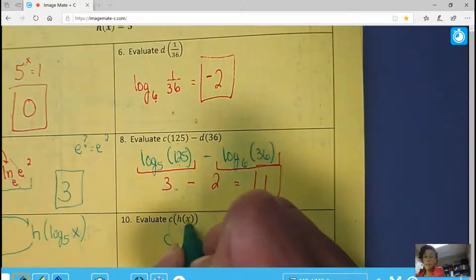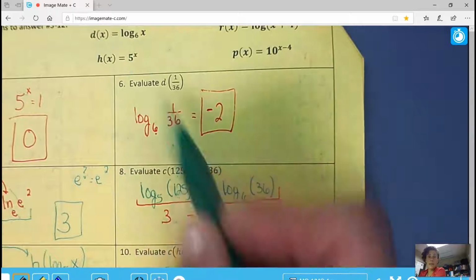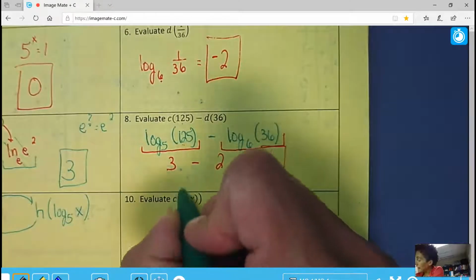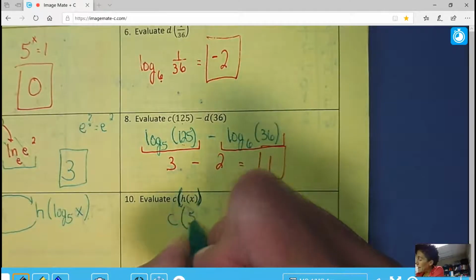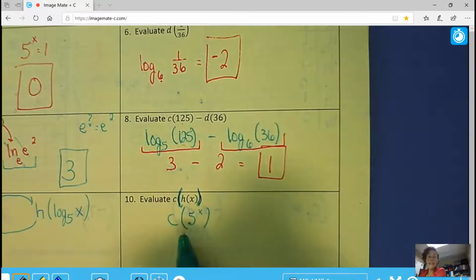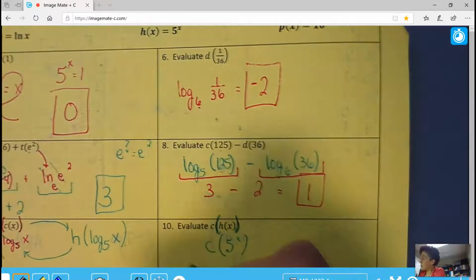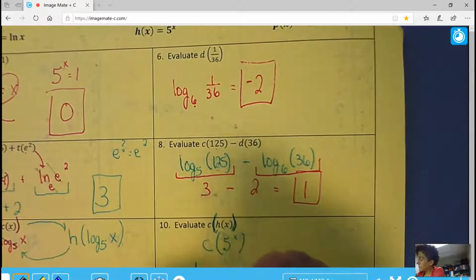All right, so for this one, I'm going to write the c, and then I'm going to put h of x's function in place of h of x. So that's going to be in parentheses, because I have these parentheses here, 5 to the x. And this says now go to c's function, and where there's an x, put this in there. So I'm going to do that next.